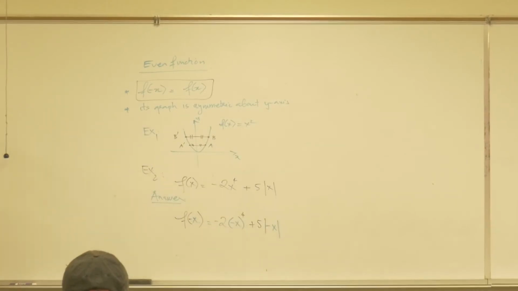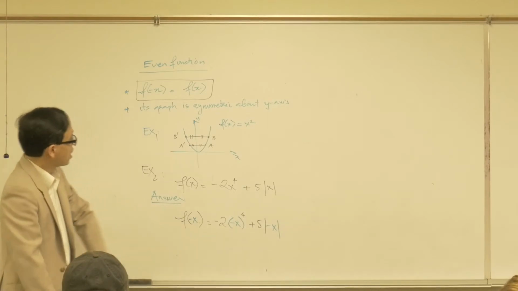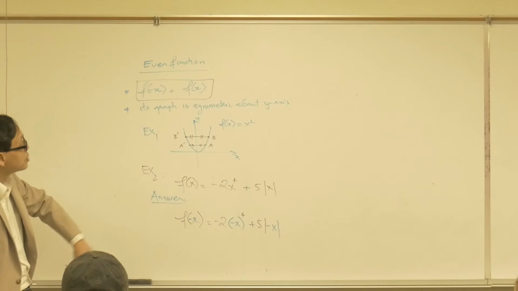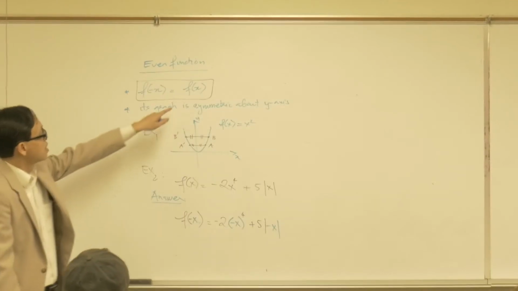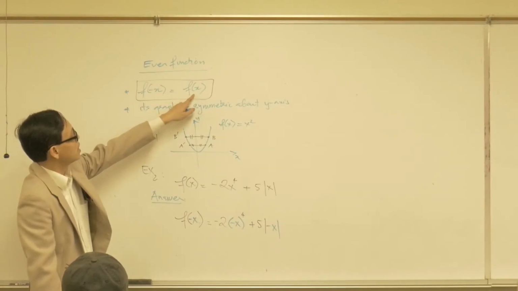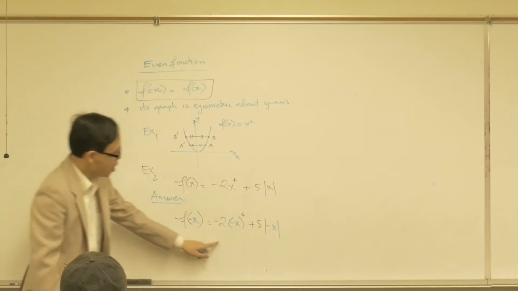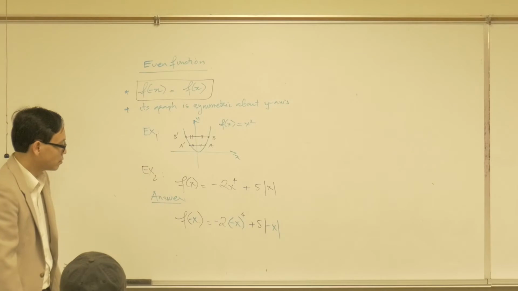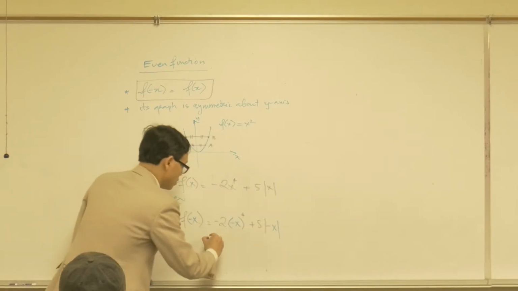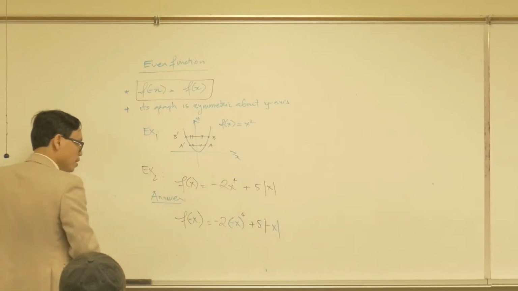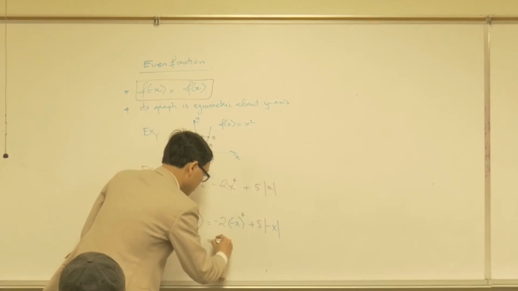Okay, everybody see that? Basically, I just throw away the x and put the negative x in. It's like you evaluate a function at a certain value. Now, in order for you to know it's an even function, you need to get something equal to f(x). And how do I know that it's equal to f(x)? Well, let's expand them out. Negative 2 is still there.